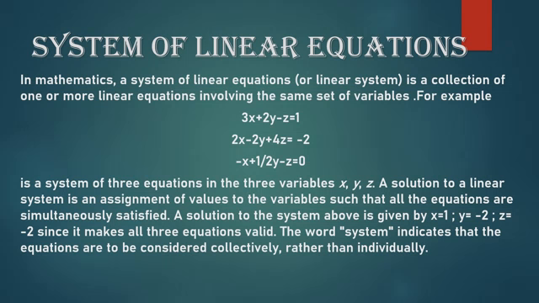A solution to the system above is given by x = 1, y = -2, z = -2, since it makes all three equations valid. The word system indicates that the equations are to be considered collectively rather than individually.